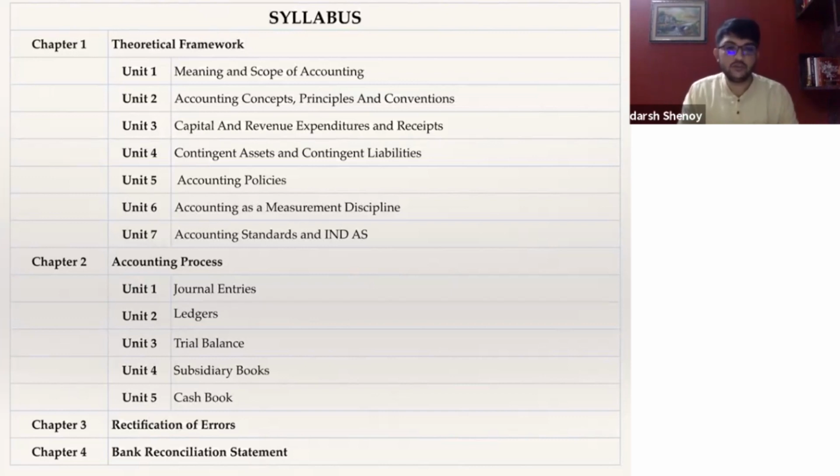Then rectification of error: definitely 10 mark questions, can go up till 15, but you can expect 10 to 15 marks worth of questions from rectification of error. BRS, consistently 10 marks, 10 marks, 10 marks, 10 marks, 4 questions have been asked in the 4 papers. So 10 marks is what BRS will come for.